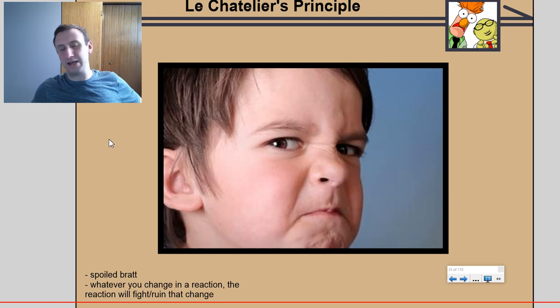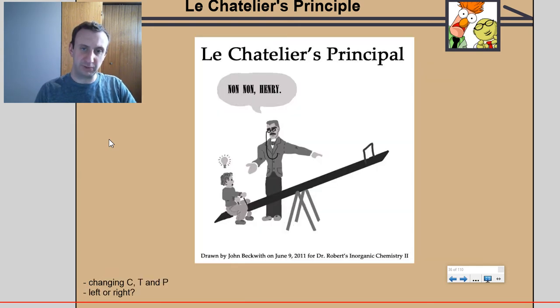So the basic idea behind Le Chatelier is that equilibriums are like a spoiled, bratty child. Whatever you do, or say to do, the child is going to do the opposite. So it's always opposing the thing that you're trying to accomplish. Now we can use a little bit of reverse psychology with the equilibrium to get what we want. So whatever you change in a reaction, the equilibrium is going to fight or ruin that change. It's going to oppose it.